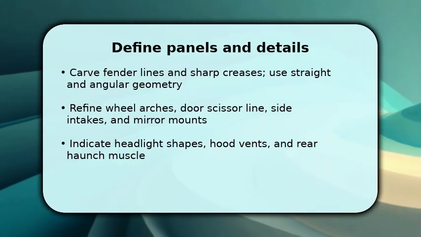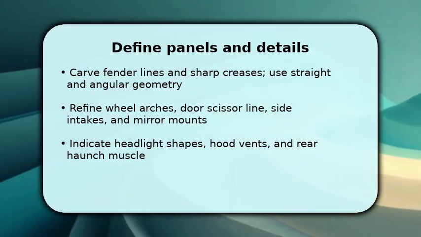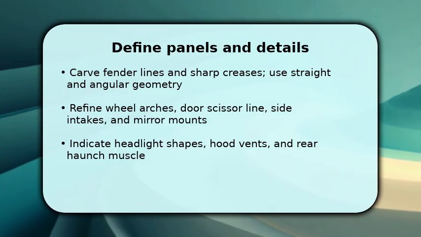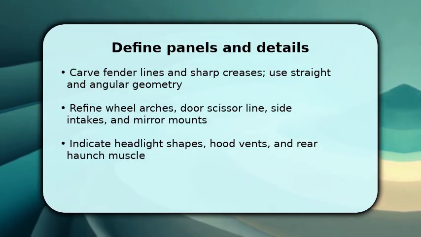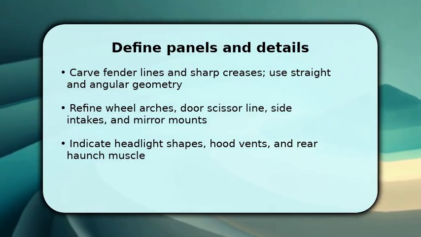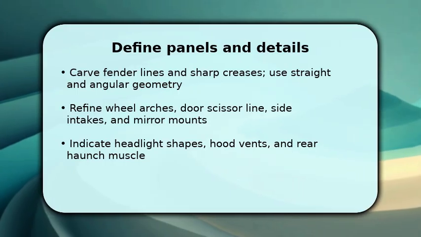Now refine the body by carving panel lines and sharp creases that define the Aventador's character. You should use straight and angular geometry. Draw the pronounced shoulder crease from headlight to rear haunch and map the fender lines to show muscle.